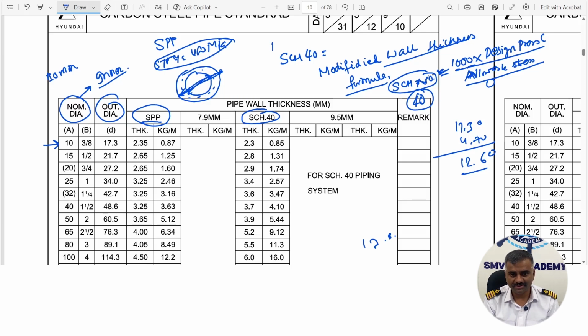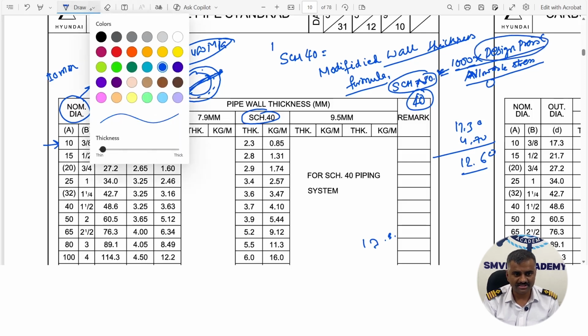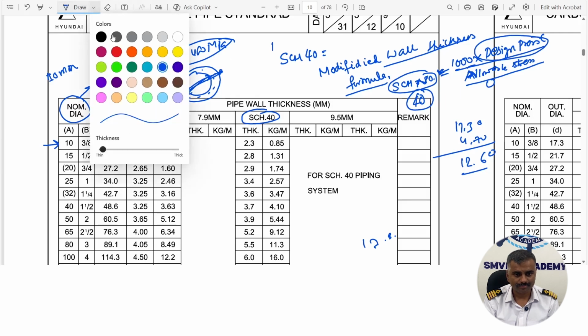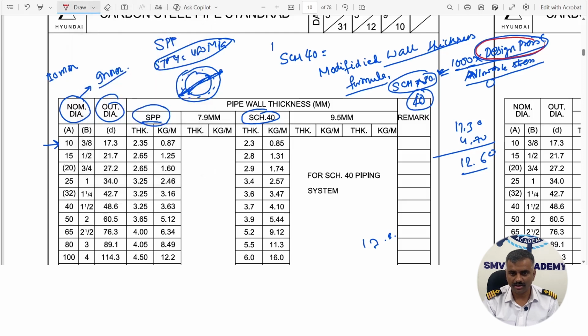So what can be changed? We can change the design pressure. So in the formula, if you are going to change the design pressure, what will change? If you want the schedule number to be higher, what does it indicate? That means the higher schedule number pipe is used for higher pressure service. Say, if you are increasing the pressure, you will use a higher schedule number.